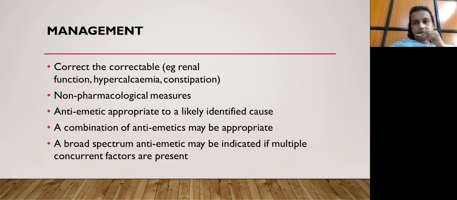If you can find the cause of the symptom, use an antiemetic that is appropriate to the identified cause, which will be based on the receptors. Sometimes a combination of antiemetics may be appropriate. And in the third stage, if nothing works, we have to go for a broad spectrum antiemetic, which can be indicated if multiple concurrent factors are present.